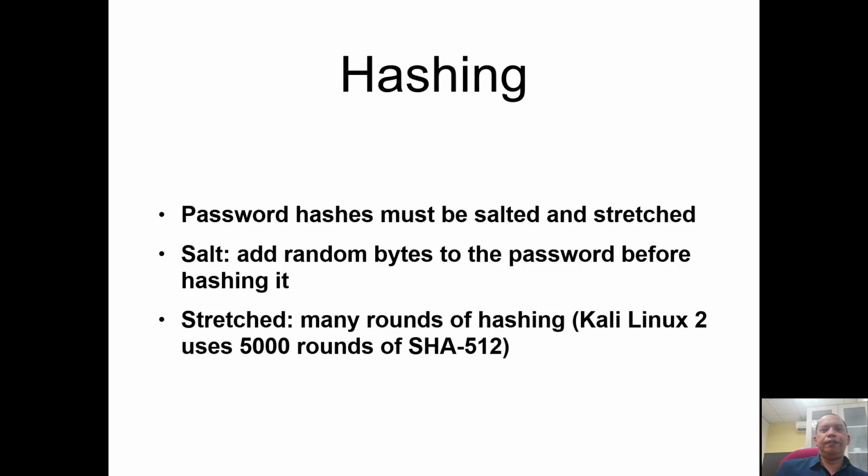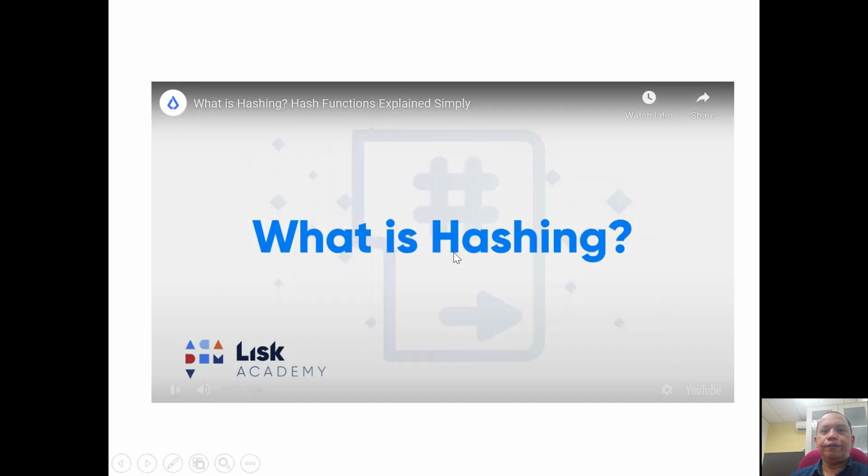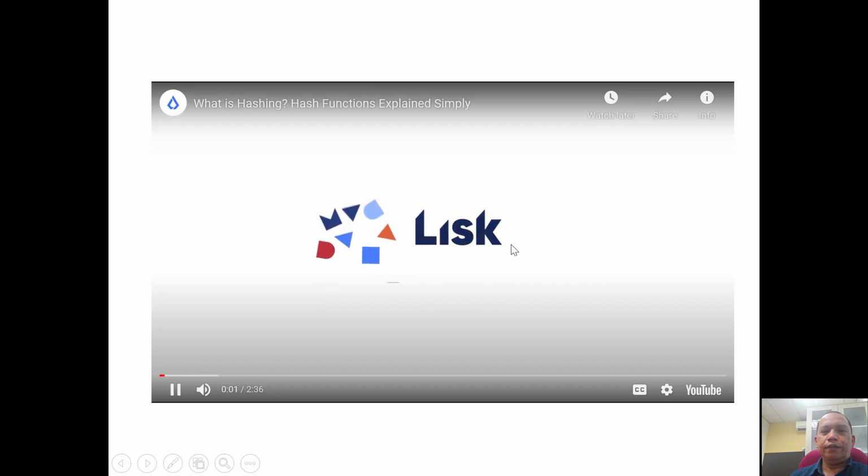How am I going to explain this? Before we hash, we already put in some random bytes that we don't know, and then we go to hashing, and then stretch it. Use many rounds of hashing, like SHA-512. Okay, we will take a look at this. Let's view this.